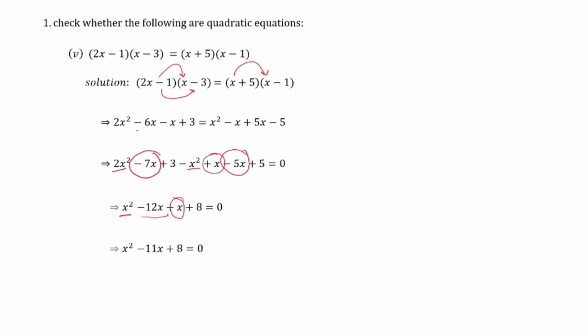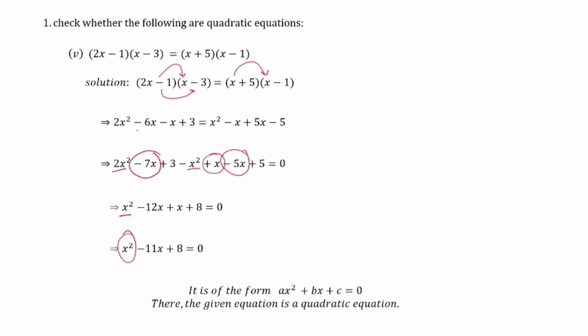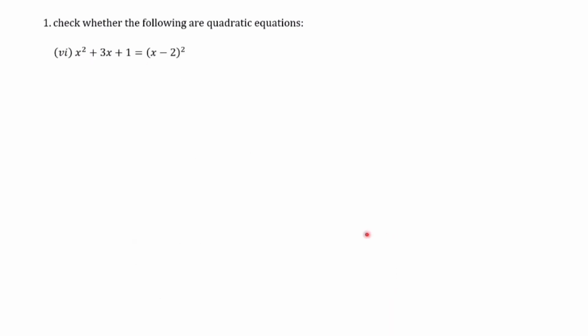So this remains as it is, and this one and this one, because here is a plus, so minus 11x plus 8. So it is of the form ax squared plus bx plus c is equal to 0. Therefore, the given equation is a quadratic equation.